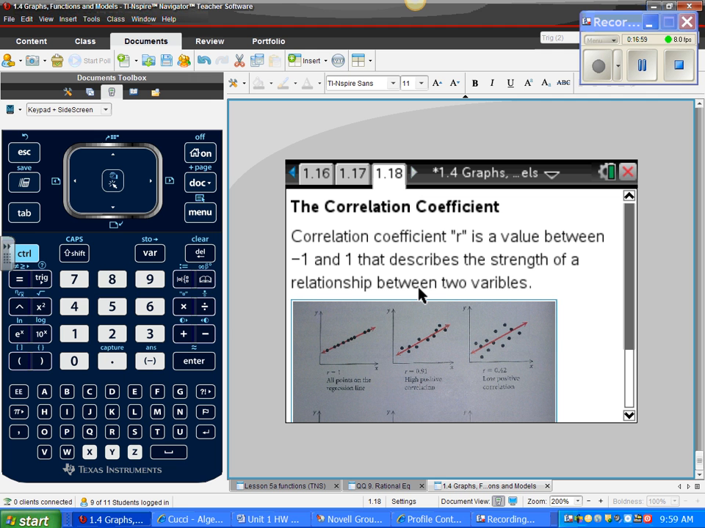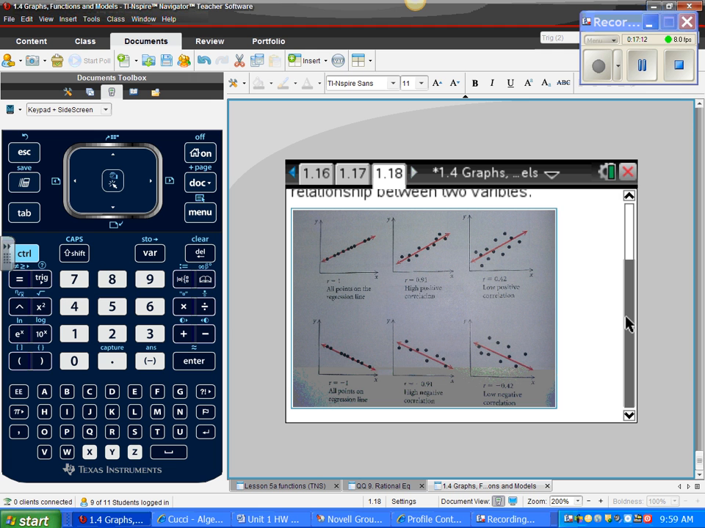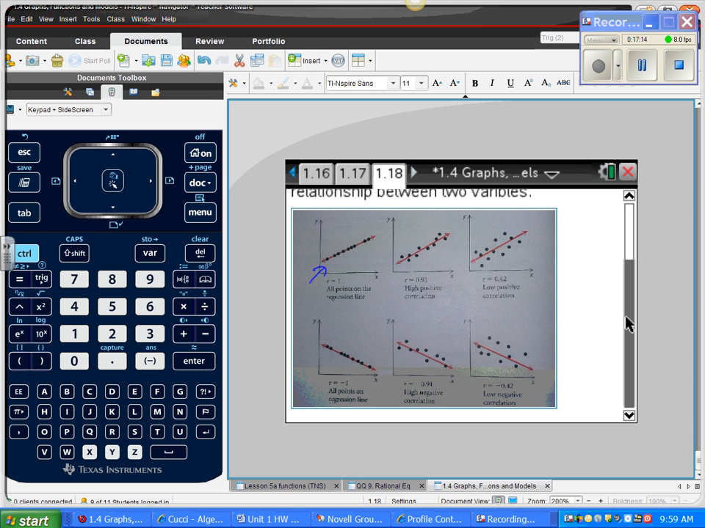Okay, so correlation coefficient, you guys have been talking about this since 9th grade. The correlation coefficient, or our R value, is a value between -1 and 1 that describes the strength of a relationship between two variables. The closer we are to +1, the closer we are to linear with a positive slope. The closer we are to -1, the closer we are to linear with a negative slope. The closer we are to 0, the less of a relationship it has. So strong positive is closer to 1, strong negative is closer to -1, and weak positive or weak negative is closer to 0.